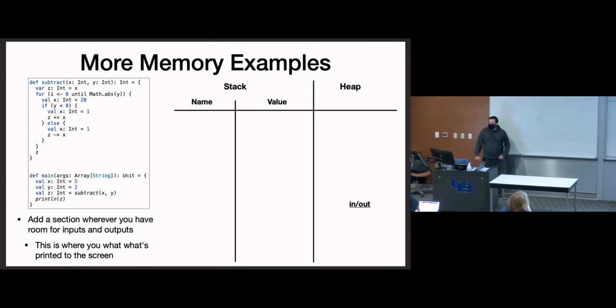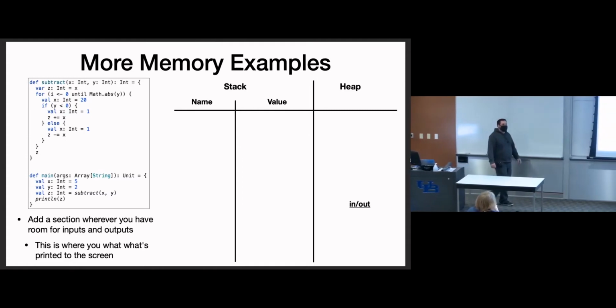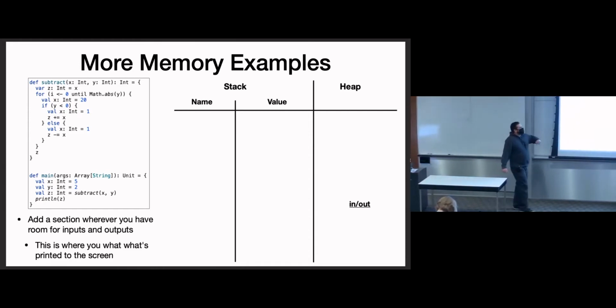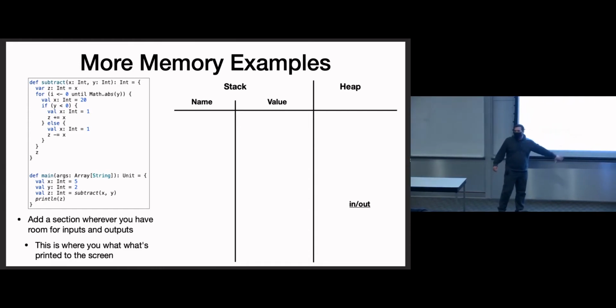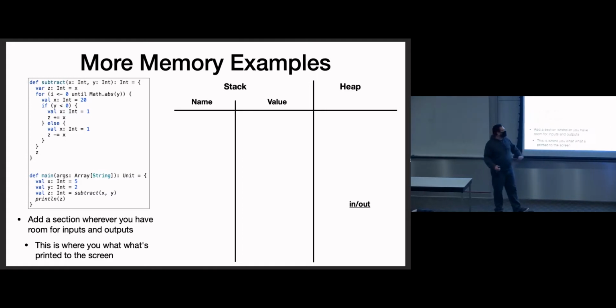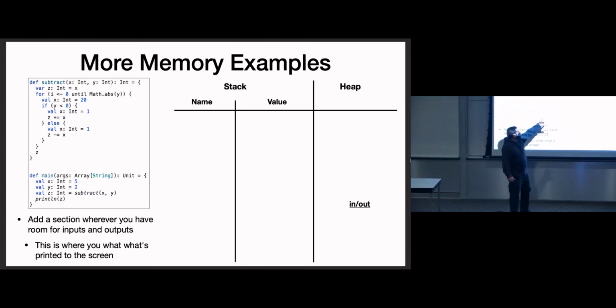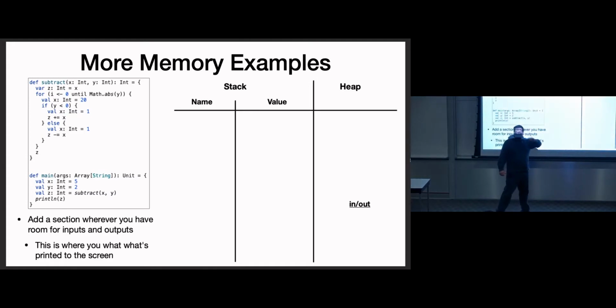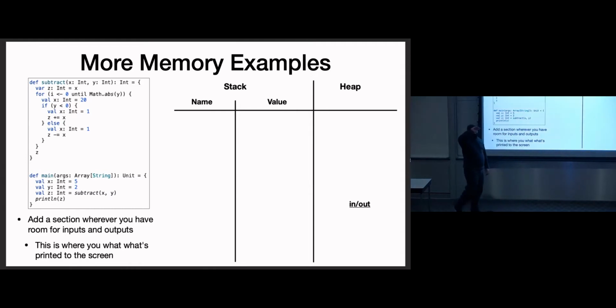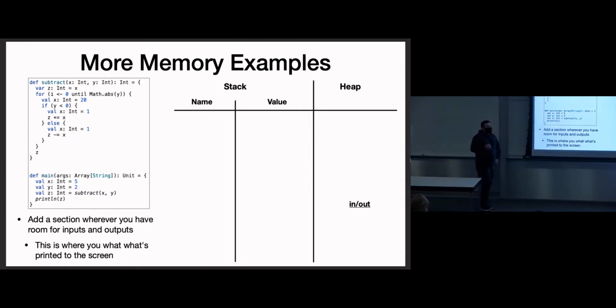And then we're going to put some section for inputs and outputs. This is whatever's printed to the screen, and you can just kind of slap that wherever you want. We're not too picky on where that one goes. The structure of the stack, the heap, the name, value, all those columns need to be the way they're showed right there. In, out, get that wherever you can fit.